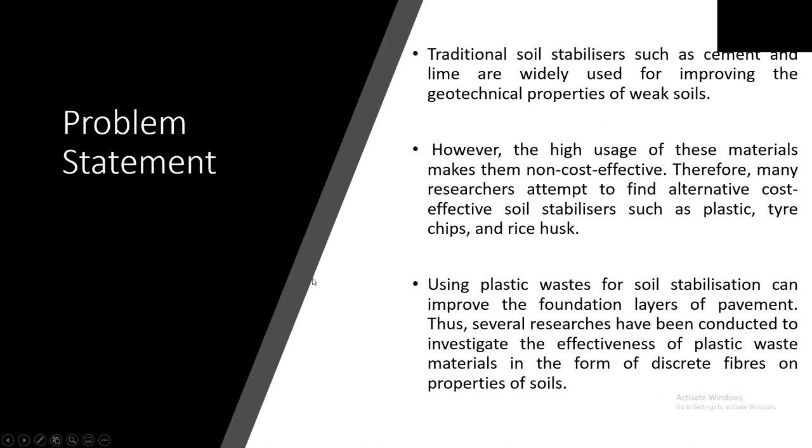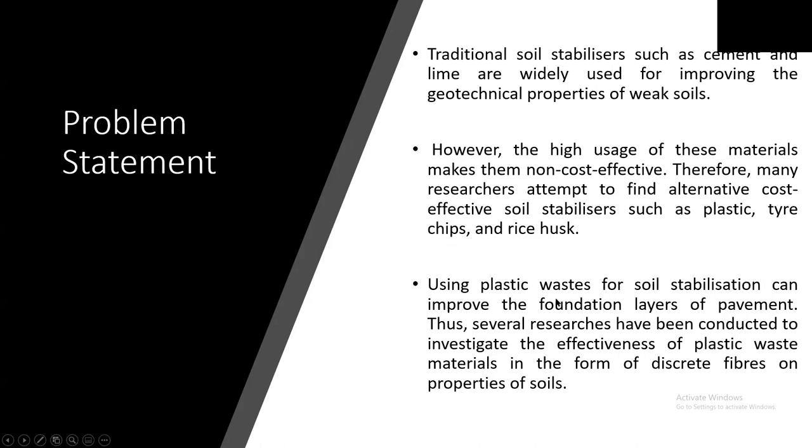As a geotechnical aspect, usually we have a stabilization process for weak soils. For that stabilization, the traditional approach is usually to use cement and lime. This is widely used to improve the properties of weak soil. However, the high use of these materials makes them not cost effective. So a lot of research has been done to find an alternative cost-effective soil stabilizer, such as using plastic materials, tire chips, and rice husks.